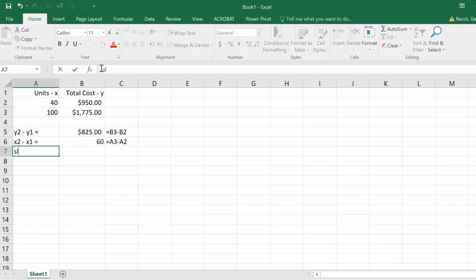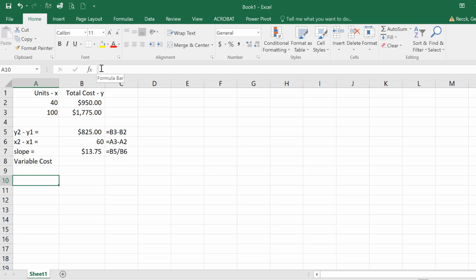And then to find the slope, we simply find the first value in B5 divided by B6, rise over run. That gives us our slope to be $13.25. I'm sorry, $13.75. Another way to look at this is our slope is our variable cost. Maybe we'll also label that variable cost.